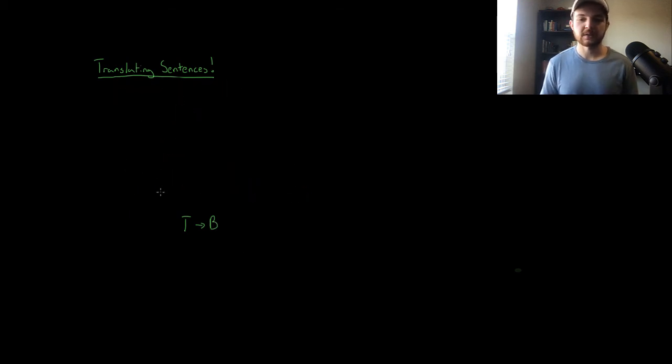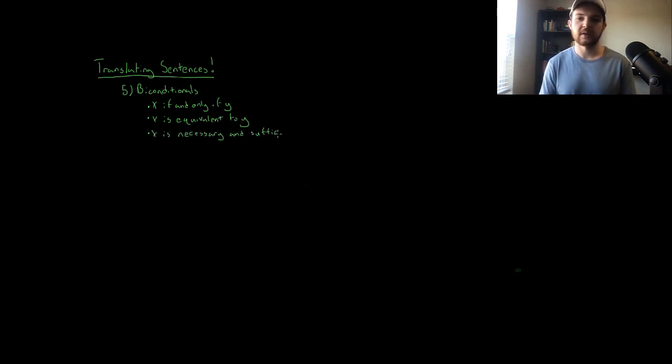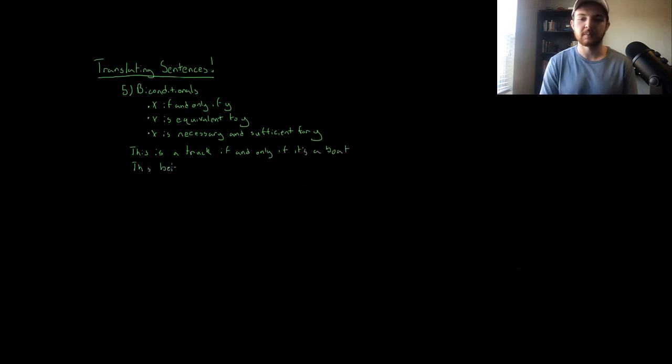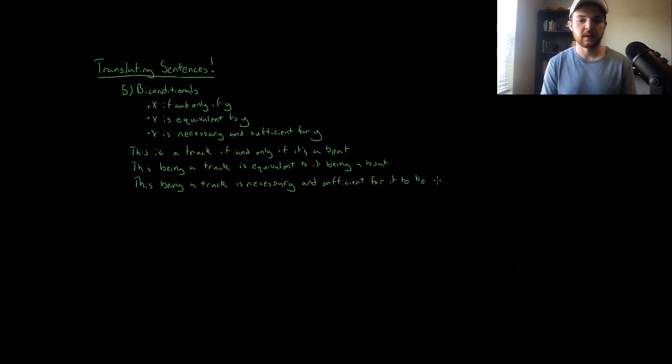Lastly, we have biconditionals. Common English forms of biconditionals are X, if and only if Y, X is equivalent to Y, X is necessary and sufficient for Y. A few sentences of biconditionals would be, this is a truck if and only if it's a boat. This being a truck is equivalent to it being a boat. And this being a truck is necessary and sufficient for it to be a boat.